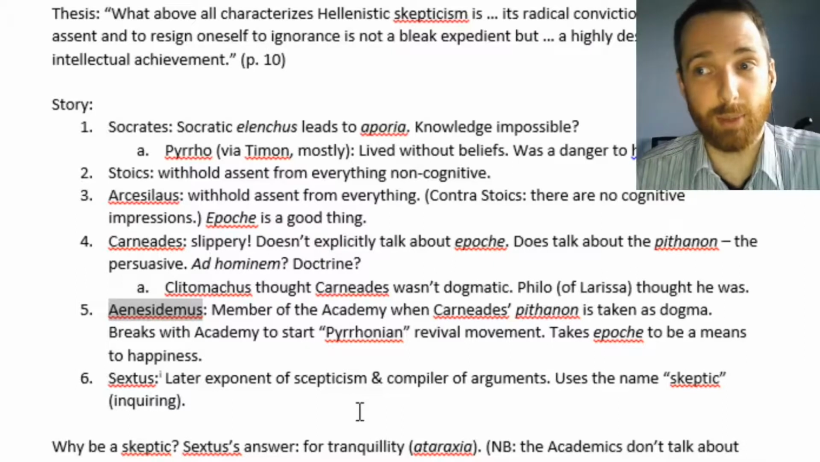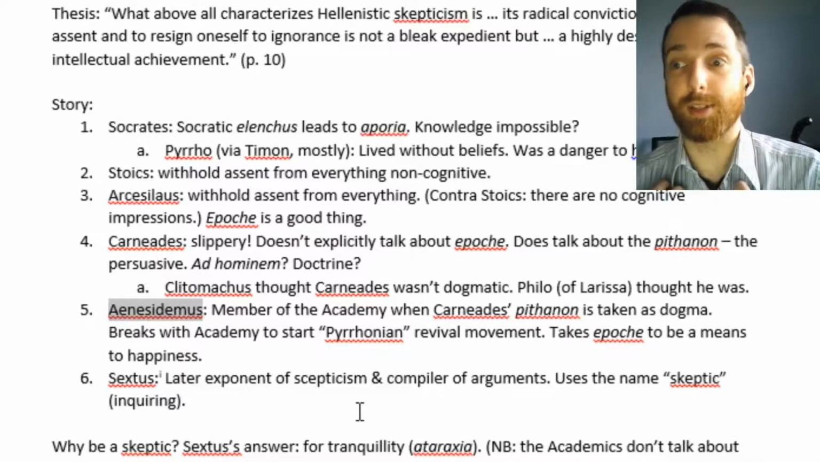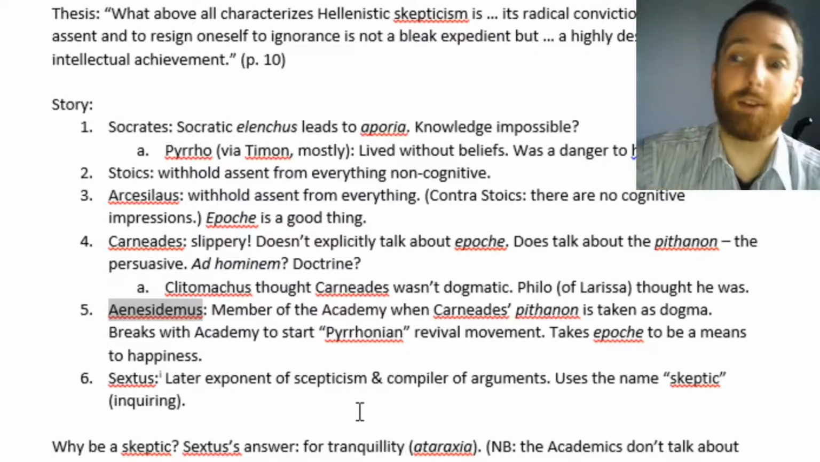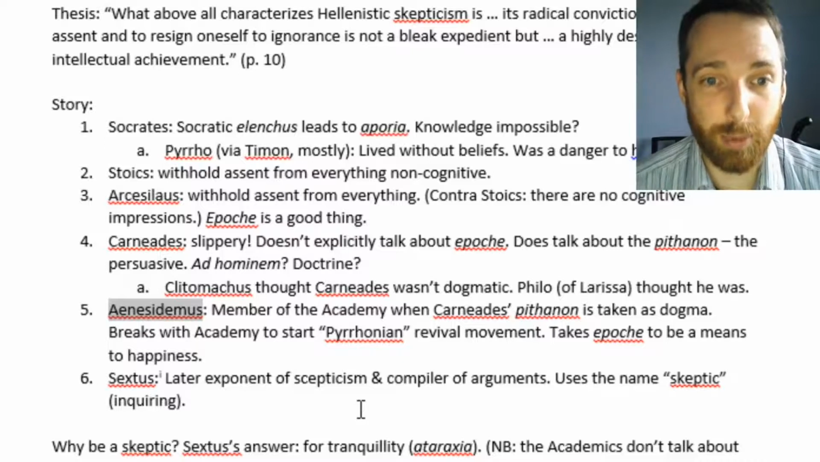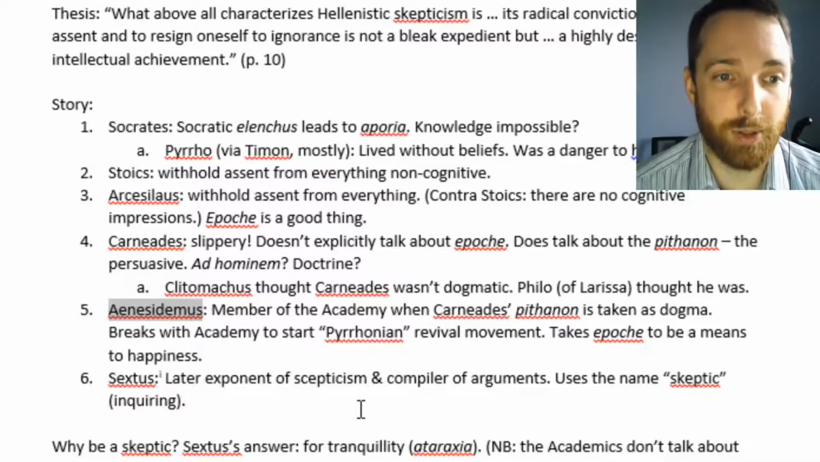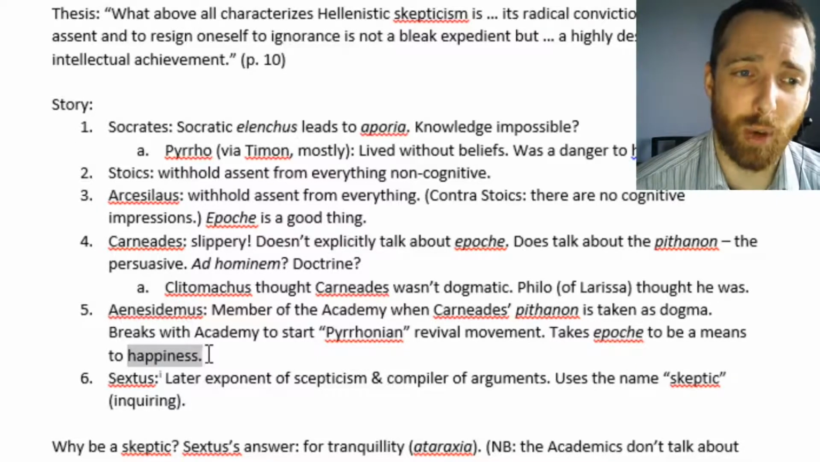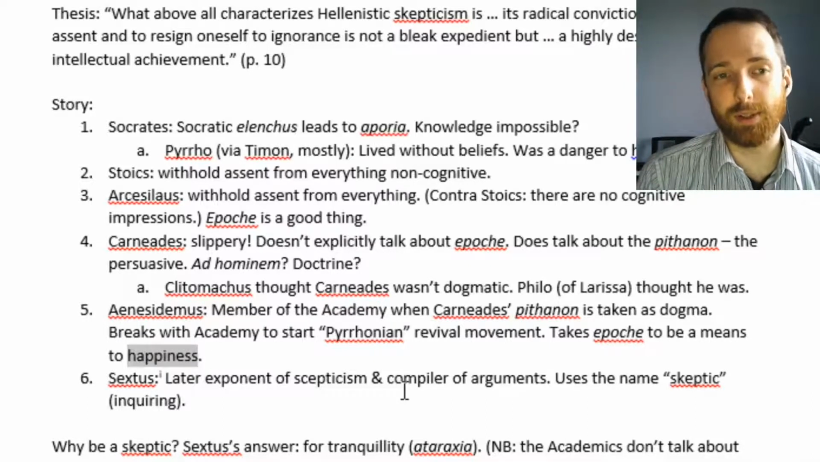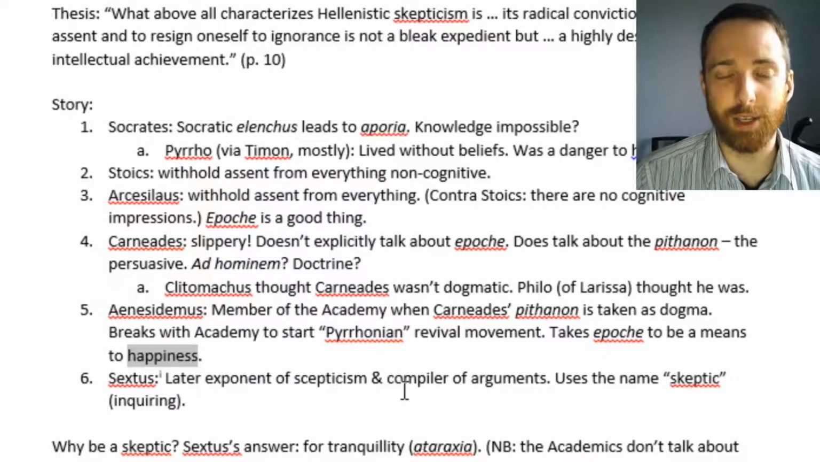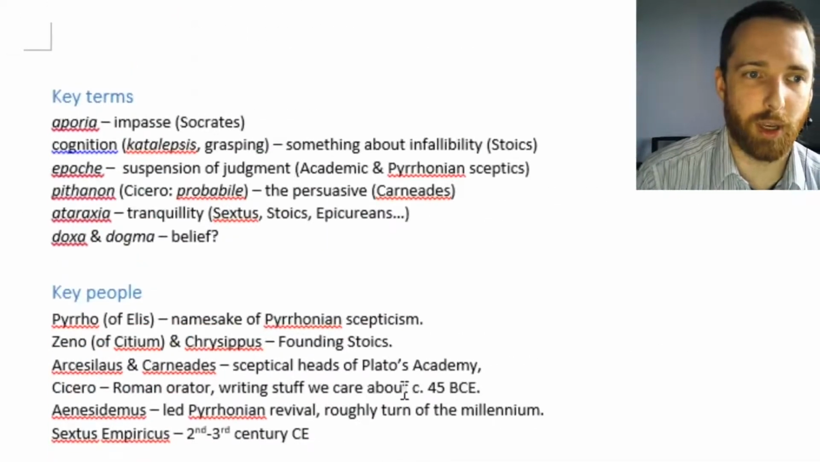If a skeptic is somebody who withholds assent from everybody, and a dogmatist is somebody who's not a skeptic, then they're people who assent to some things. Okay. So Aenesidemus breaks with the Academy to start a Pyrrhonian revival movement and takes epoche, suspension of judgment, to be a means to, happiness is not quite the right word, but a means to freedom from disturbance or tranquility, ataraxia. The ataraxia, that word, let's bring it up.